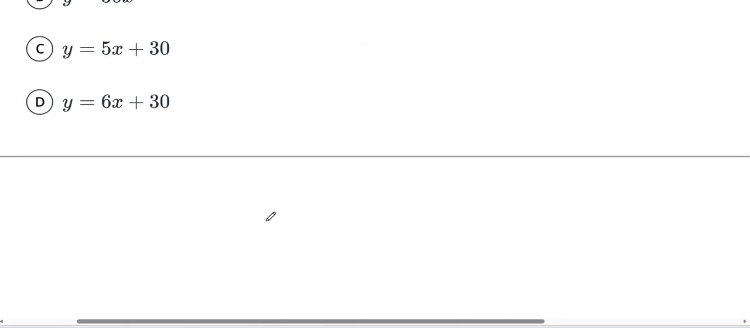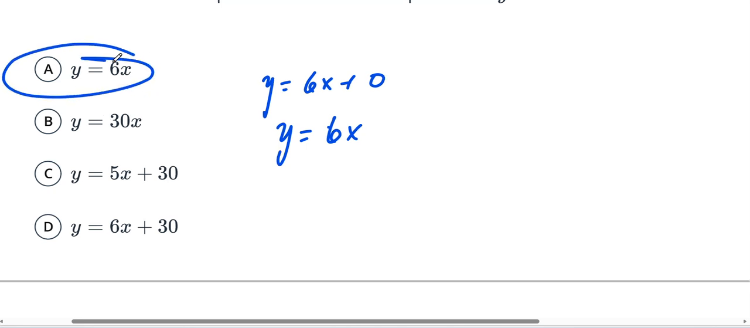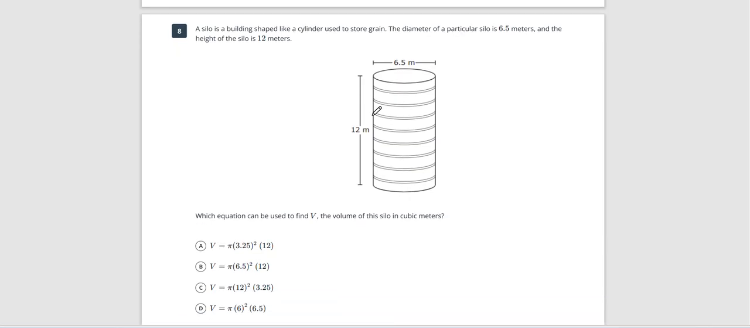So we can come down over here. y equals 6x plus 0. y equals just 6x. And there she is. Good. We hardly get any practice of these. Just looking at the answer choices, they do want you to set up the formula for the volume, right? So the volume will be equal to B times H.